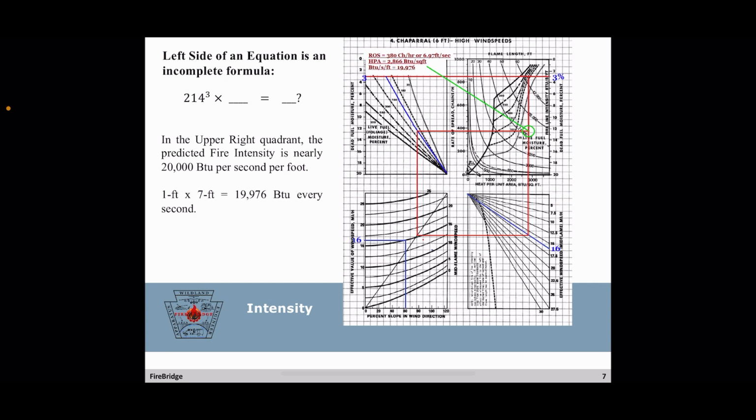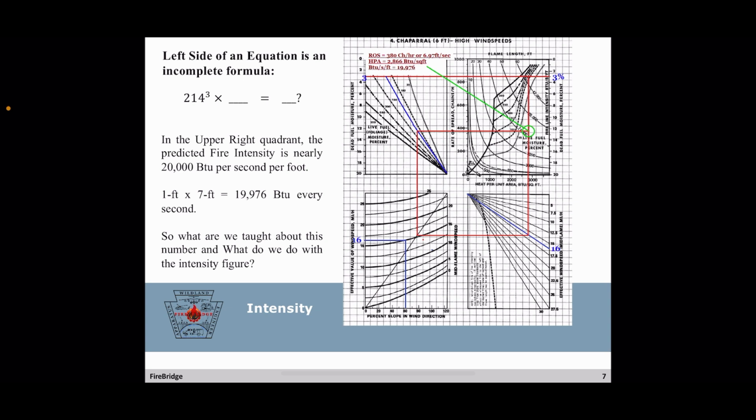So in the upper right quadrant, the predicted fire intensity is nearly 20,000 BTU per second per foot. That's not for the entire fire line. That's only for 1 foot by 7 foot area is generating nearly 20,000 BTU every second.